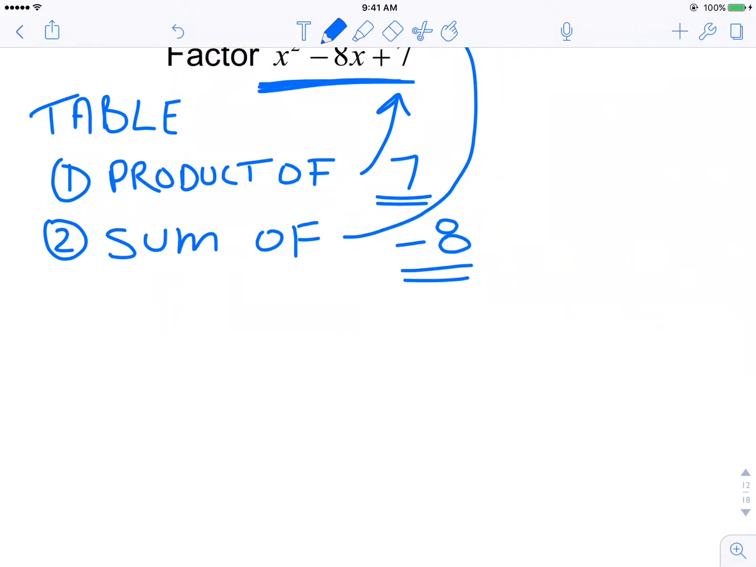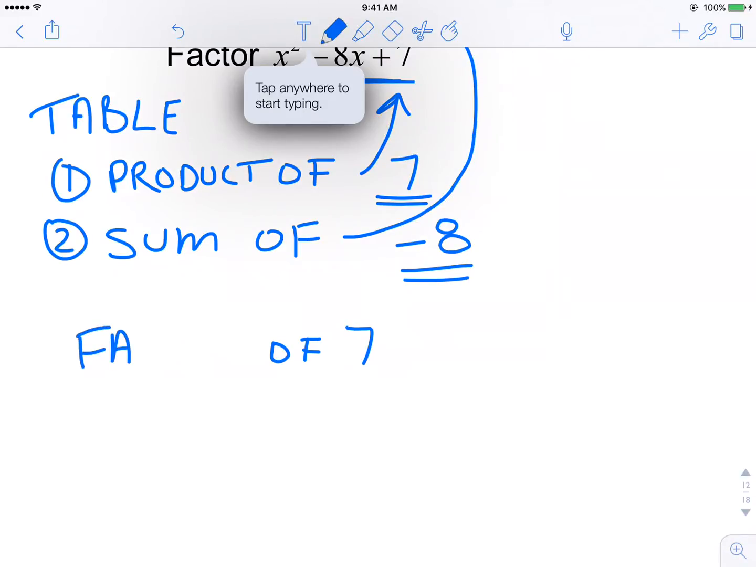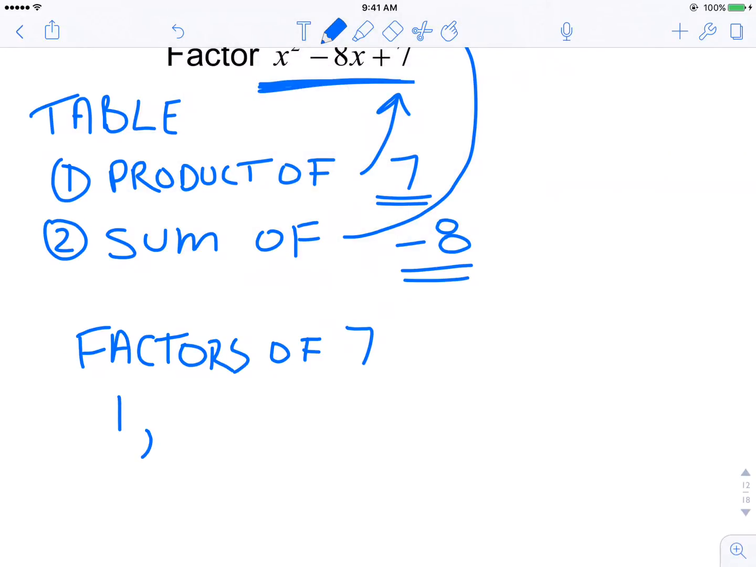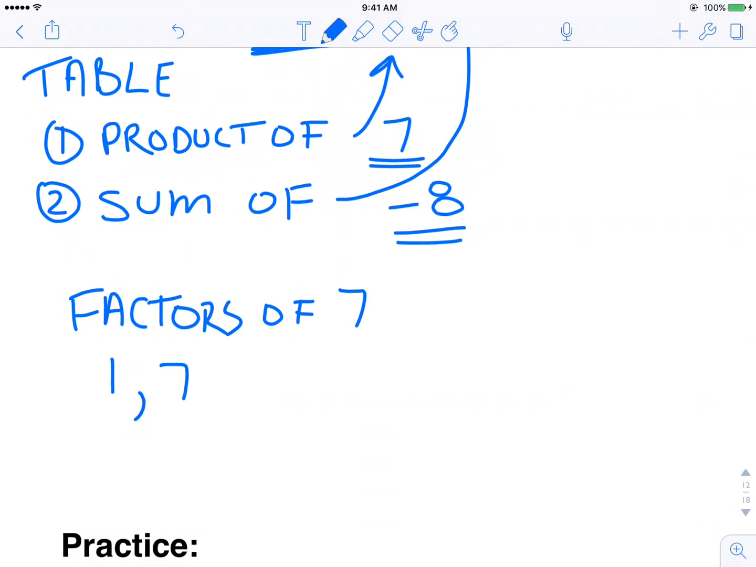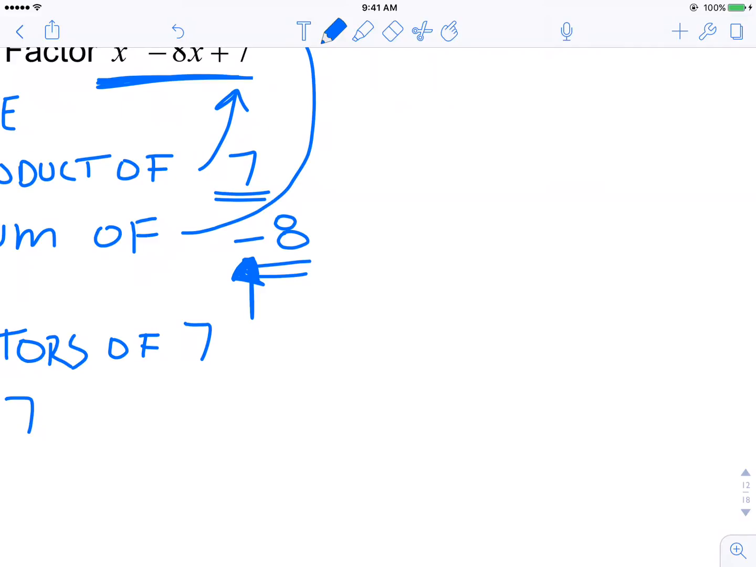Well, what are my factors of 7? My factors of 7 are only 1 and 7, except that here we end up with a negative value. Okay, so we also are going to have to worry about incorporating negative values. Okay? So my table might look like this.